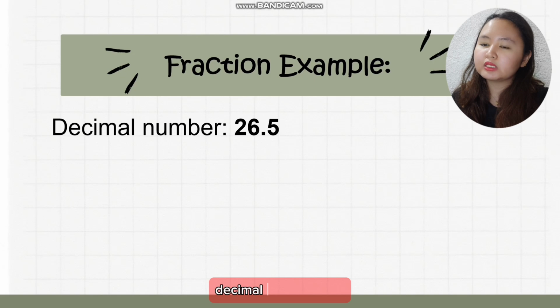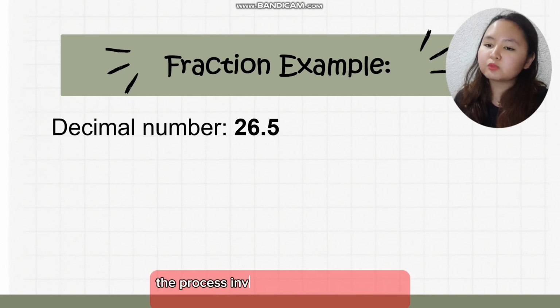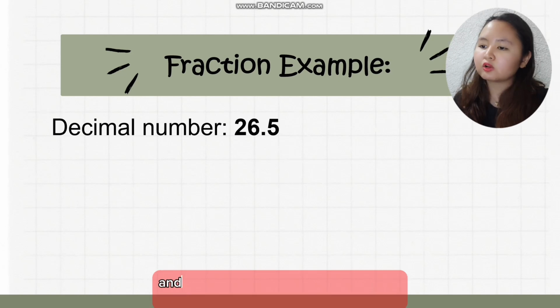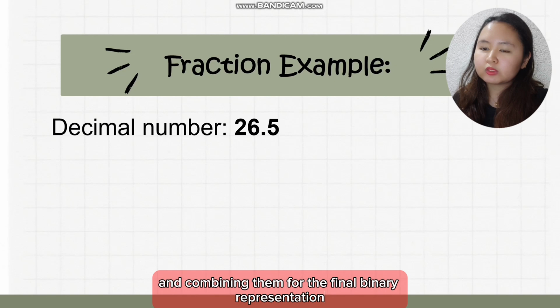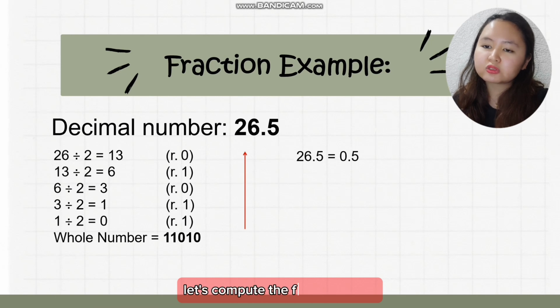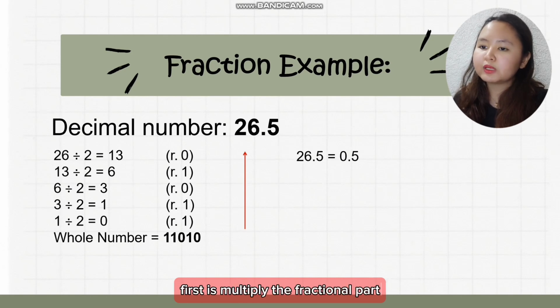Decimal number 26.5. The process involves handling the whole number and fractional parts separately and combining them for the final binary representation. From the answer earlier, the whole number is 11010. Let's compute the fractional part. First, get the 0.5 from the 26.5. Multiply the fractional part repeatedly by 2 until it becomes 0.